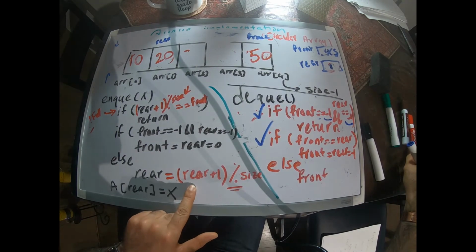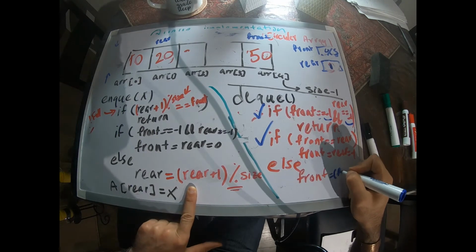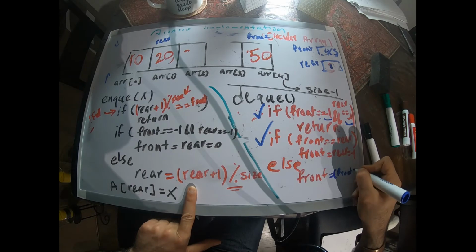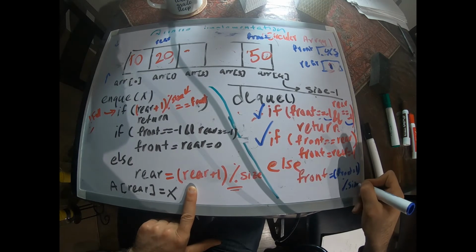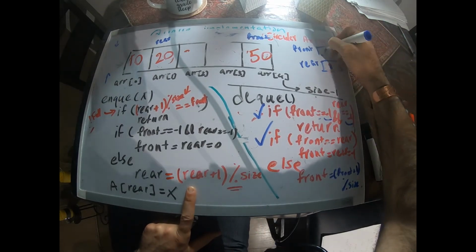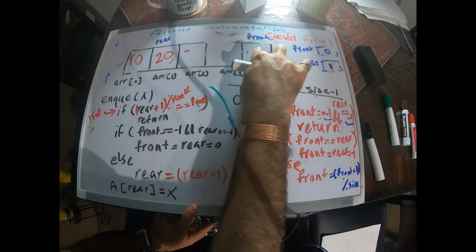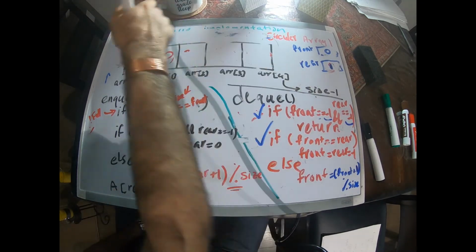It's very similar to this one. So we just have to say front is equal to front plus 1 modular size. If that's the case, now front becomes 0. Right, so front is going to be here.